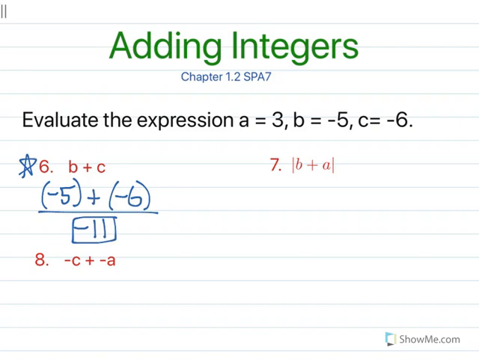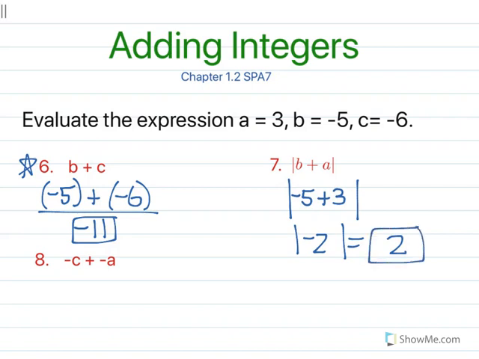Now 7 is a little bit more complicated because we have absolute value signs. So I have the absolute value of b plus a. So b is -5 plus a is 3. So I'm going to add what's inside the absolute value signs. -5 plus 3 is -2. Now, I just have to find the absolute value of -2, which would tell me how far away from 0 it is. It's 2 away from 0. So the answer here is 2.